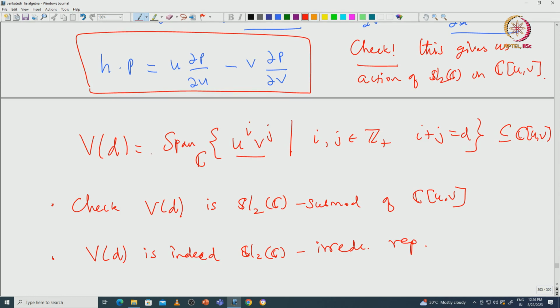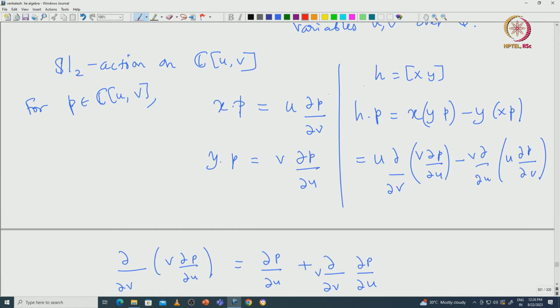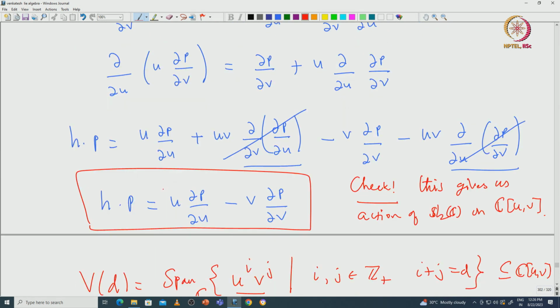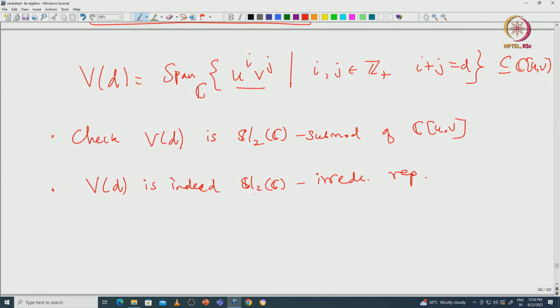Okay. So, that makes this V_d have dimension d plus 1, and then using the formulas you can explicitly calculate and see how X, Y and H act on these basis elements, and then it will be clear how you can actually get something related to what we have already established. Okay, that I will leave it to you to check.